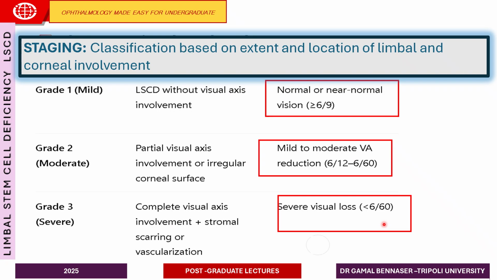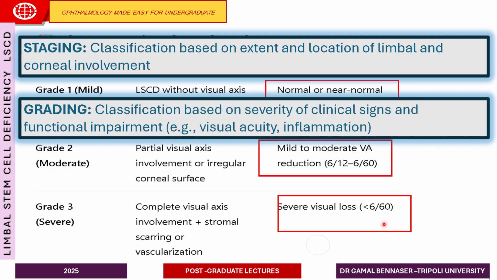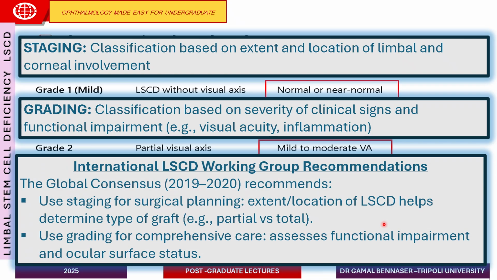So staging is a classification based on the extent of the location, as I said, how much percentage of the limbus is involved, and whether there is involvement of the central area or not. However, the grading is based on the functional affection or derangement in the visual function of the patients due to any inflammation, and this is useful for determining the urgency for intervention. So the International Limbal Stem Cell Deficiency Working Group recommends using the staging for surgical planning, and using the grading for comprehensive assessment of the visual function of the patients.